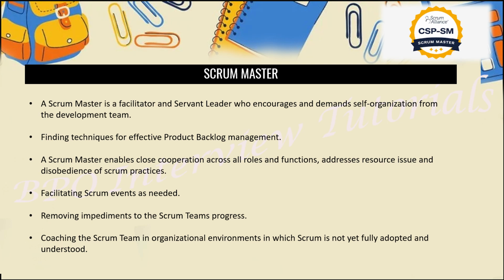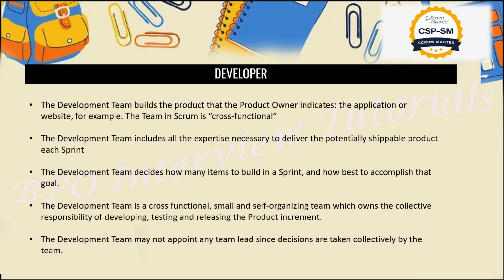Now, coaching the Scrum team and the organization until Scrum is fully adopted and understood. Okay. Next, the people who basically develop the product, who do the coding, are known as the developer team: coding, testing, and whatever else is done by the software team.